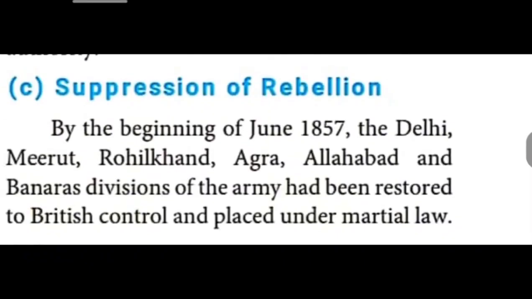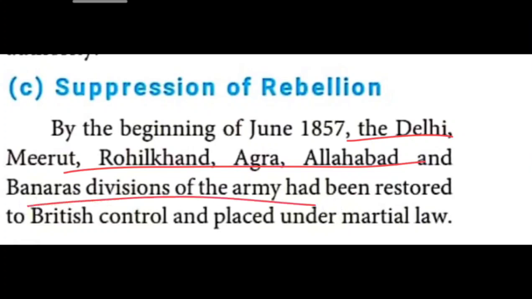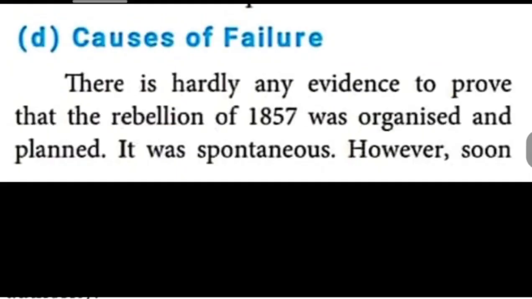Okay, the next part, C, is the suppression of the rebellion. By the beginning of June 1857, Delhi, Meerut, Rohilkhand, Agra, Allahabad and Banaras had been restored to the British. Restored in the sense that the British recaptured them, brought them back under British control and placed them under martial law. Martial law means military law was proclaimed, declared. That's the meaning.